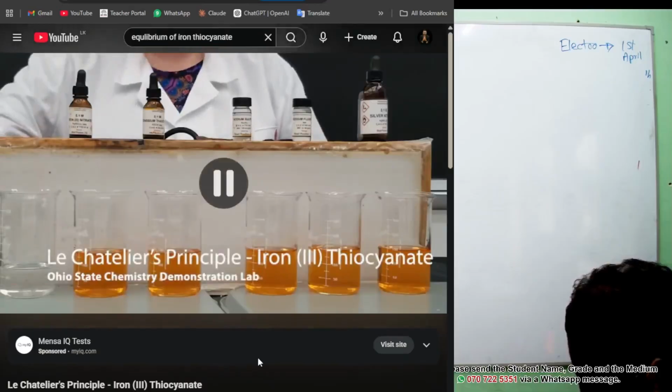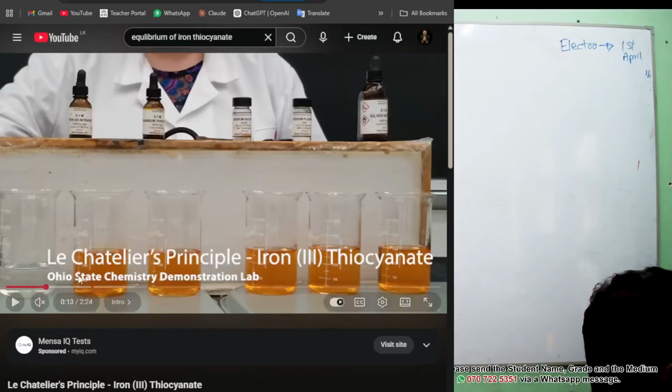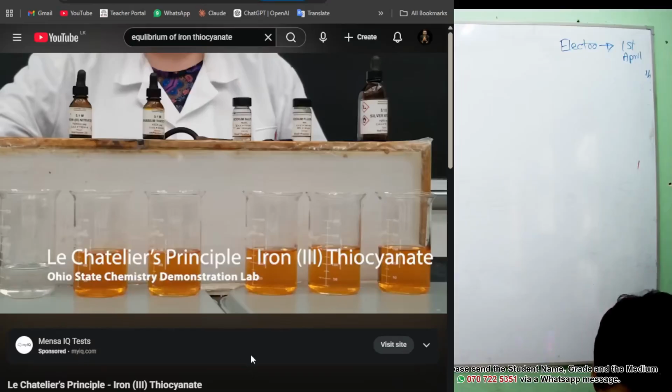Right, this is the equilibrium of iron(III) thiocyanate. This is a system of iron and thiocyanate. It has become red. The iron(III) thiocyanate is a red color, right? So you can see what will happen. The yellow color means Fe3+, just Fe3+ iron.